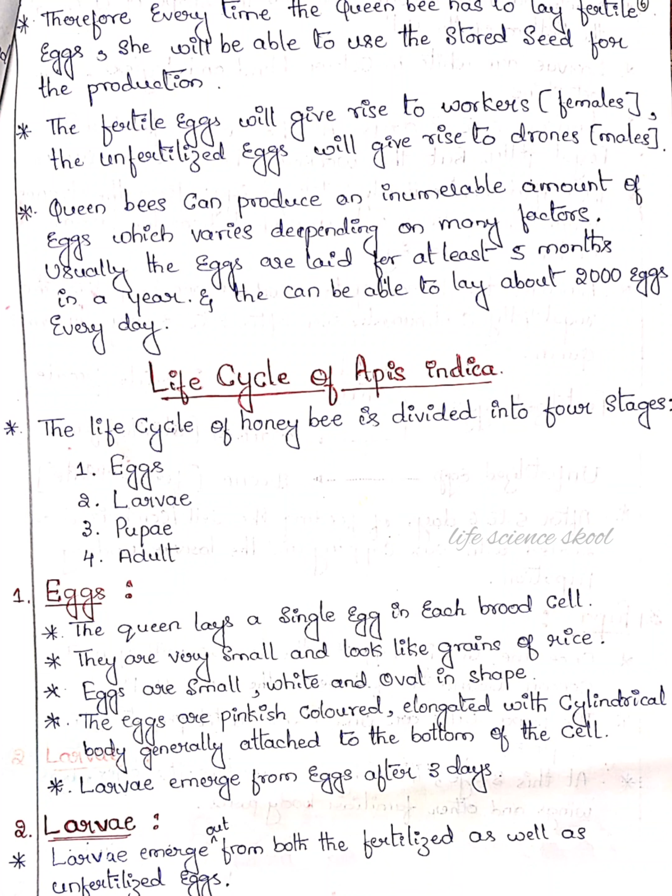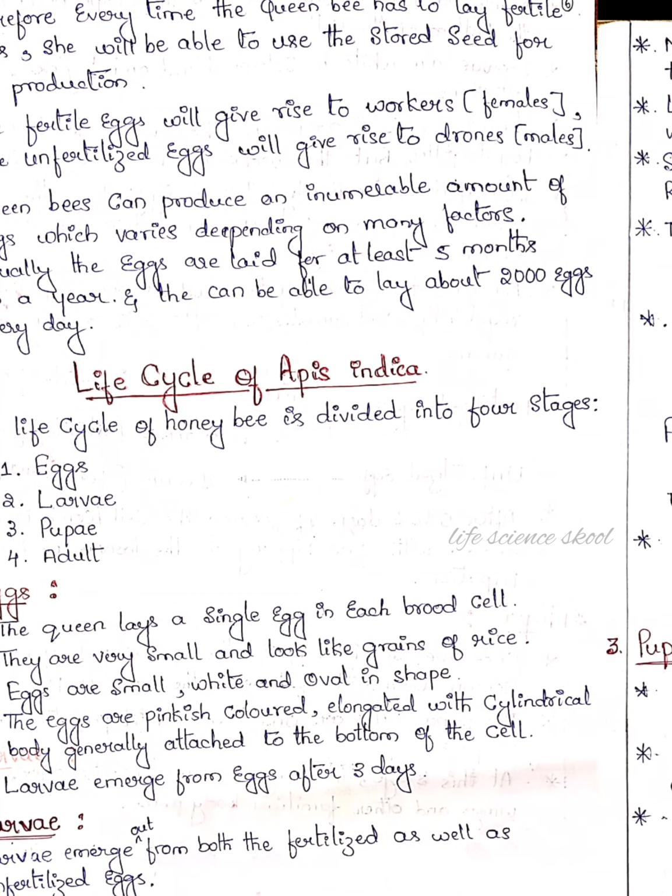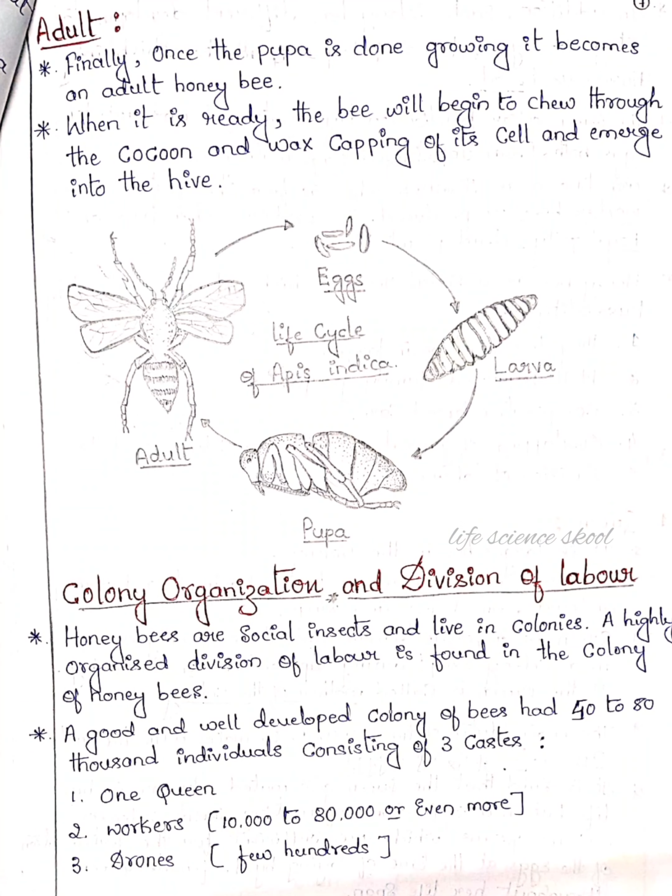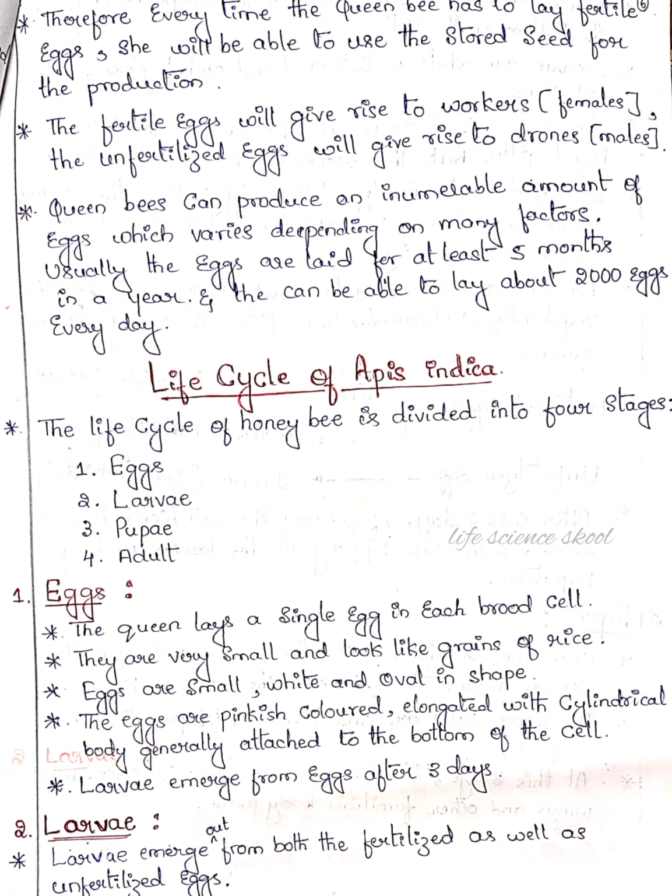Here the queen is going to lay eggs. The queen lays a single egg in each brood cell. The eggs are very small and look like grains of rice, as you see in the diagram. When you look at the eggs, they are very small, white in color and oval in shape.